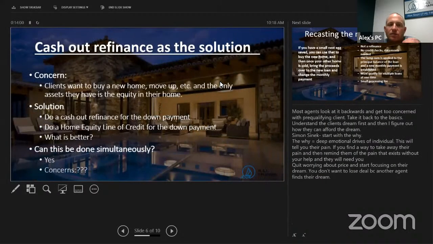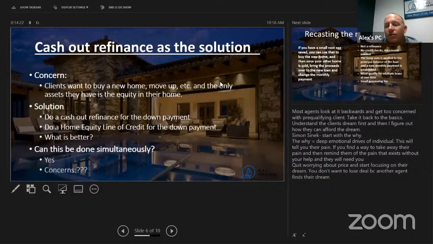Cash out refi is the solution. This is the one where you have a planner, you have a client that knows in 4-6 months that they want to buy a new house. They have a ton of equity in their current house, and they potentially want to keep that house to rent it out, and they want to be able to use the equity to then go and buy a new place.